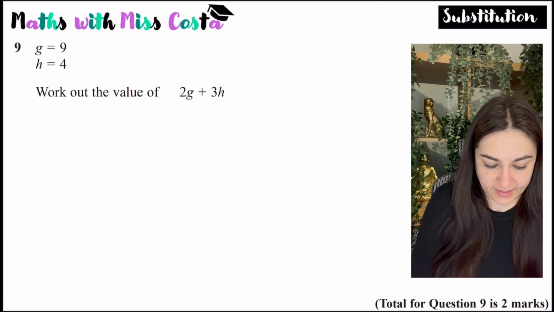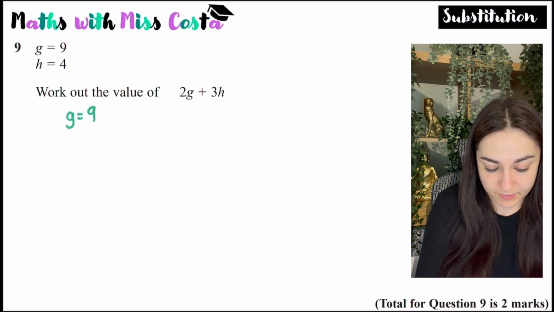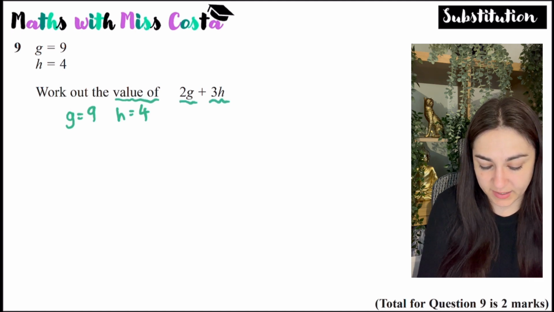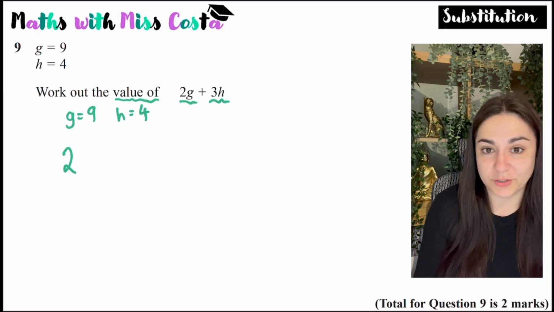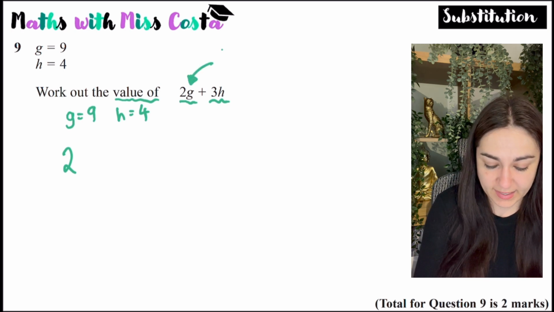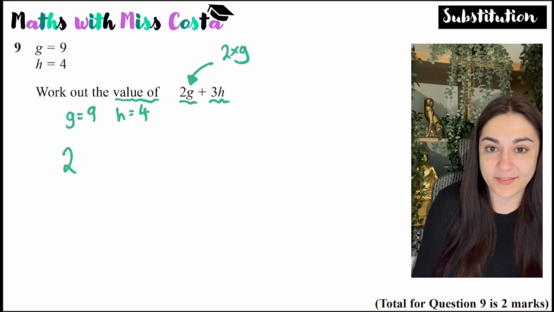Okay, next I am doing some substitution. I'm told that G has a value of 9 and H has a value of 4. And I need to work out the value of 2G plus 3H. So if G is 9, let's first of all think to ourselves what this algebra actually means. When a number and a letter are next to each other, it's implied that they are being multiplied.